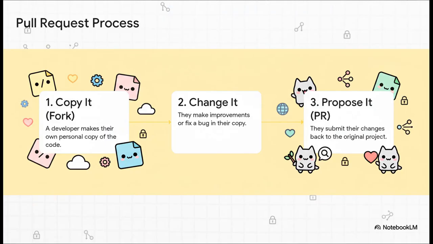This whole process, the pull request, is the absolute backbone of open source teamwork. It's a really safe way for anyone to contribute. You fork the code, which means you make your own copy. You tinker with it, fix a bug, add a feature. Then you send a pull request back to the original owner, basically saying, hey, I made some improvements. Would you like to merge them in? It's collaboration, but with a safety net.